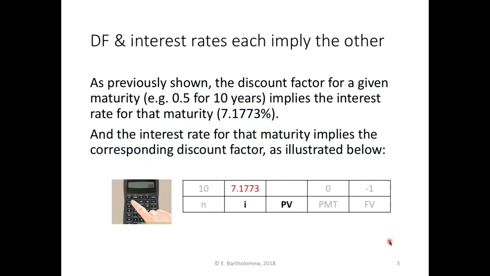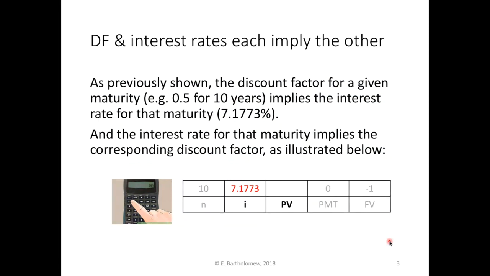Now, discount factors and interest rates each imply the other. So if we have the discount factor, we can get the interest rate, and if we have the interest rate, we can get the discount factor. So as previously shown, the discount factor for a given maturity, for example, 0.5 for 10 years, implies the interest rate for that maturity would be 7.1773%.